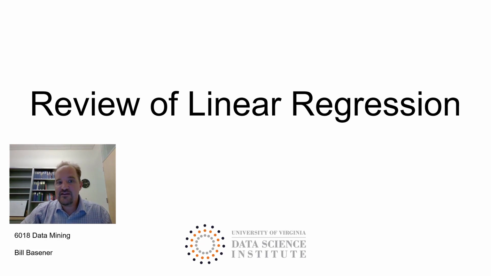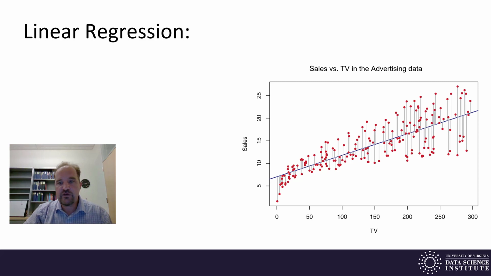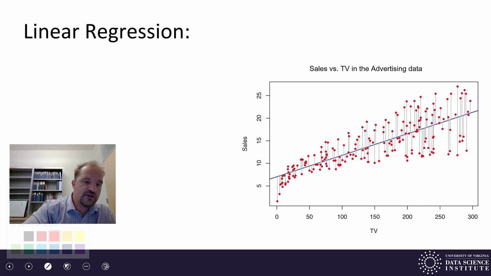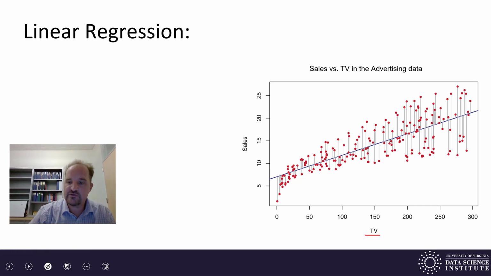Welcome to our data mining lesson video in which we are going to review linear regression. Linear regression is a form of regression in which we assume the output variable is a linear function of the input variables. In this plot we have shown on the screen, our output variable is sales, and we're assuming it's a linear function of our input variable, TV advertising.